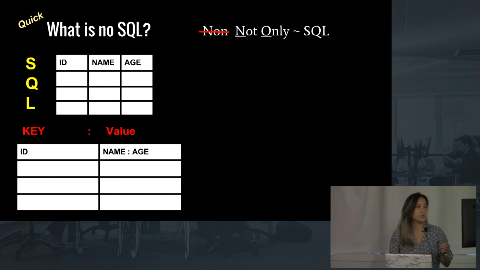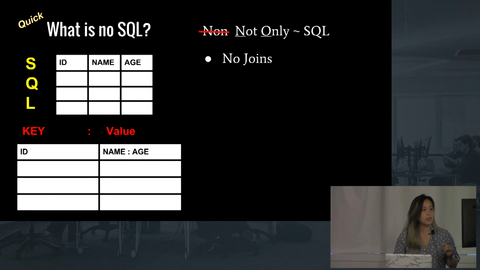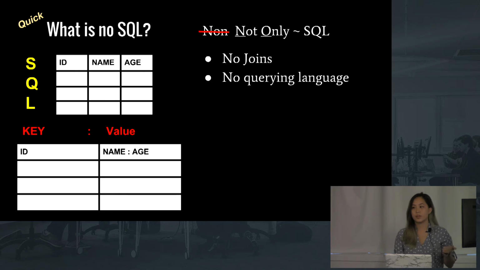But with Redis, we can see it as not only SQL. So what you can do is use it with your relational database. With Redis, you don't have to do any joins with your tables because you don't have tables. There's no querying language because it's literally just a key value. So it's a key and a value because it's a dictionary. And that means you also don't have to create any schemas.